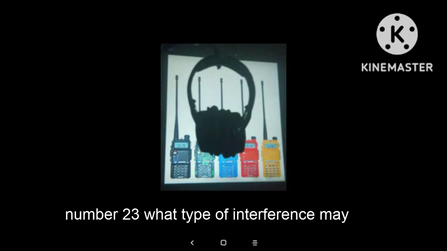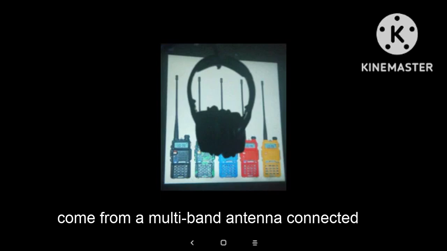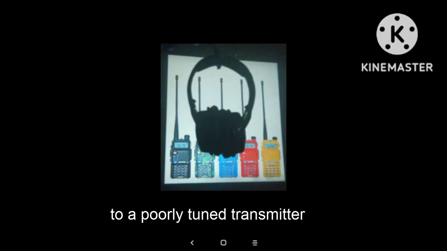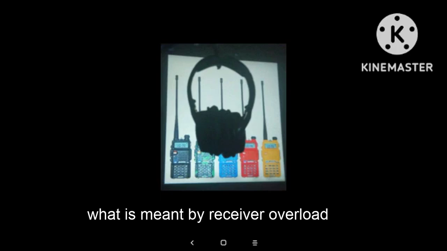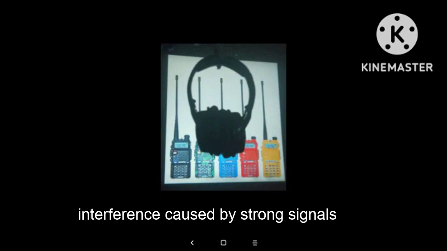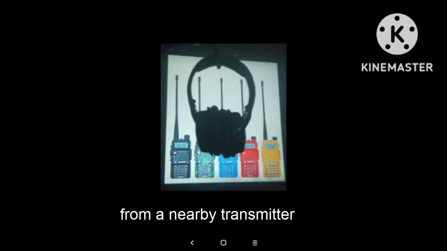Number 23. What type of interference may come from a multiband antenna connected to a poorly tuned transmitter? Harmonic radiation. Number 24. What is meant by receiver overload? Interference caused by strong signals from a nearby transmitter.